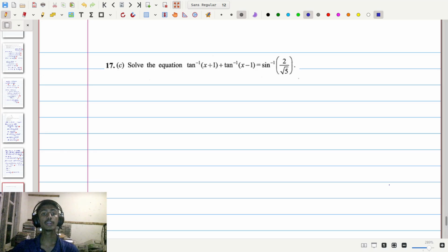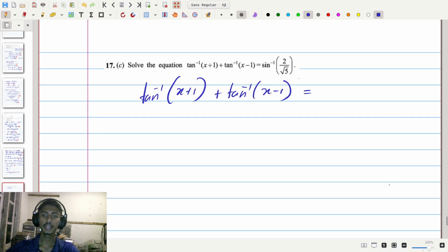The question says solve the equation tan inverse of x plus 1 plus tan inverse of x minus 1 equals sin inverse of 2 over root 5. Now to solve this equation, let's rewrite it and identify exactly what each of these terms are. So we have tan inverse of x plus 1 plus tan inverse of x minus 1 equals sin inverse of 2 over root 5.